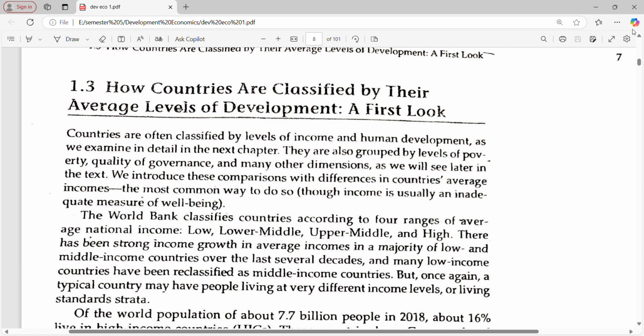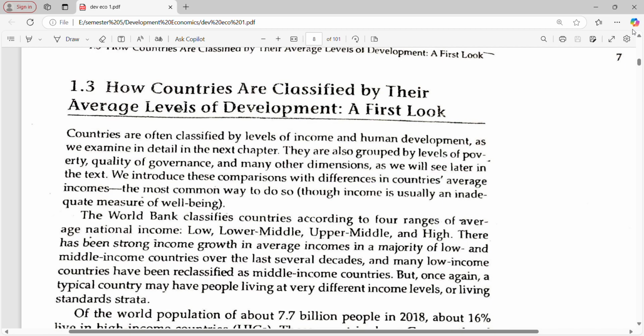Next we have, so this is how countries are classified by average levels of development. So here we consider the GNI, gross national income: the total domestic and foreign output claimed by residents of a country, consisting of GDP plus factor income earned by foreign residents minus income earned by the domestic non-residents. Okay, that is gross national income.